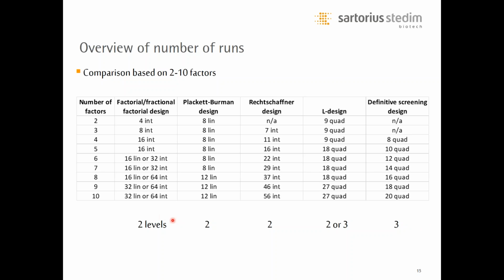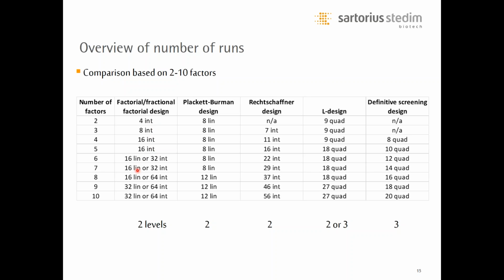But we have here a little overview running from 2 factors up to 10 factors. For comparative purposes, we have the number of runs required by the fractional or factorial designs, the Plackett-Burman designs, Rechtschaffner, L design, and the definitive screening design. And if it says int, it means the supported model can support 2-factor interactions.